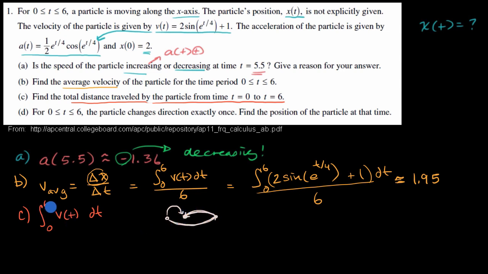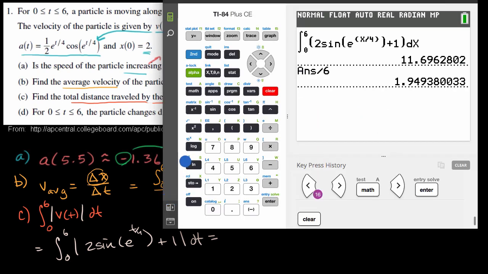And so what you want to do is take the absolute value of this. So even when you go backwards, when you have a negative change in position, it adds to your total distance traveled. And so to be clear, this is going to be equal to the integral from 0 to 6 of the absolute value of 2 sine of e to the t over 4 power plus 1 dt, which is equal to.